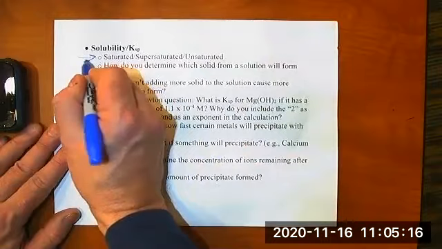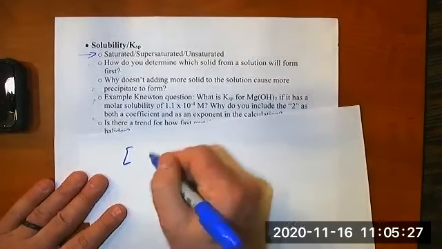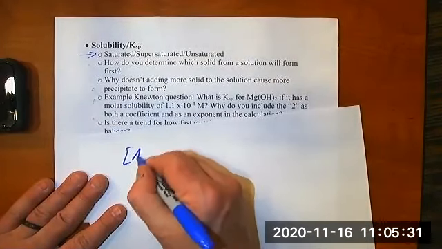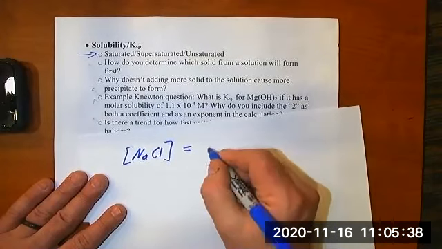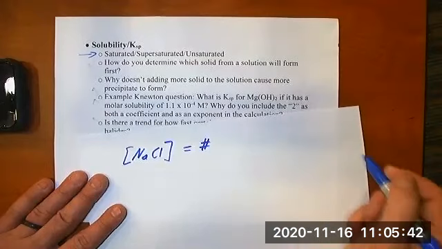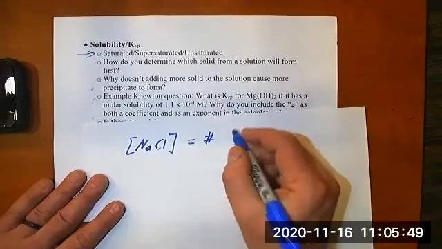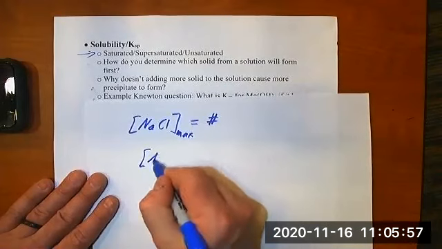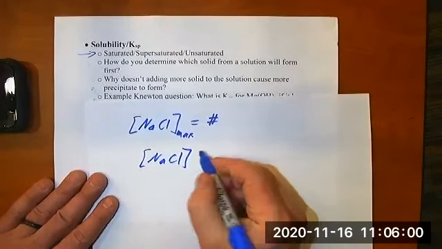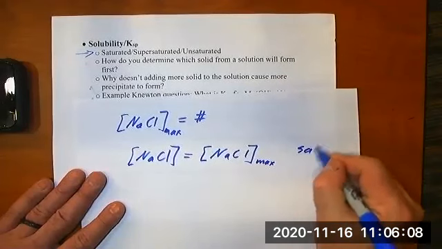Somebody wanted a brief review of saturated, supersaturated, and unsaturated. So the idea of these is that there is some maximum concentration that you could get. So if we have the concentration of sodium chloride in water, there is going to be some numerical value for that at a particular temperature. We'll call this NaCl max. If our actual concentration is equal to that max value, then this is a saturated solution.